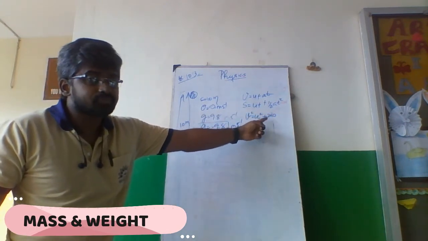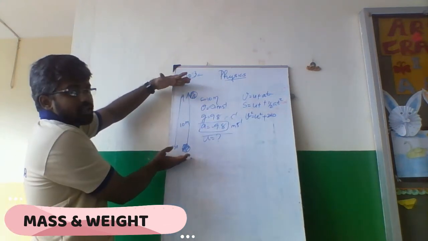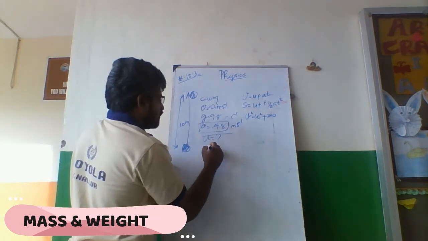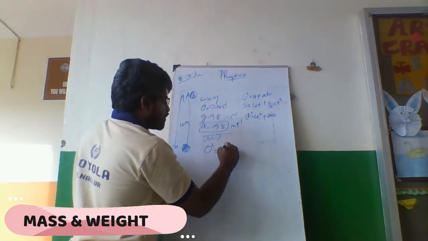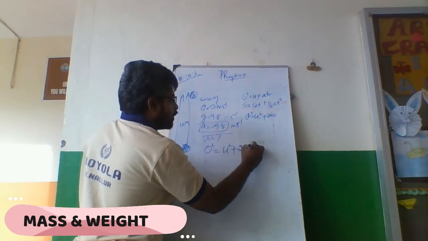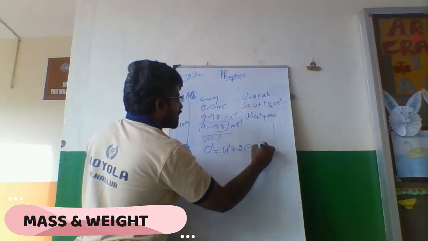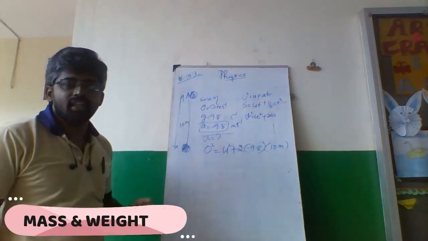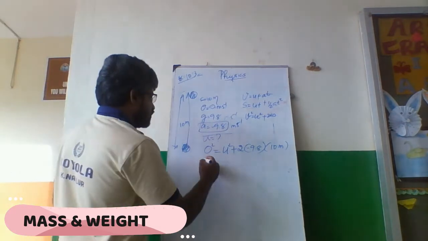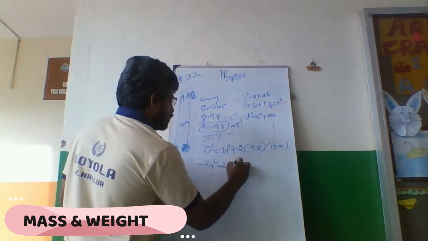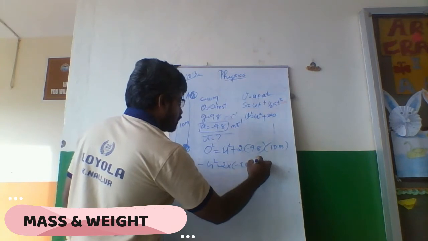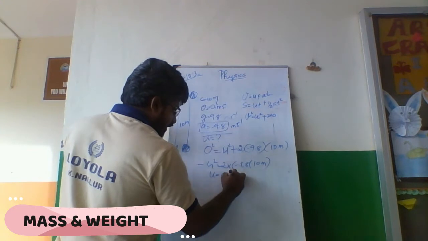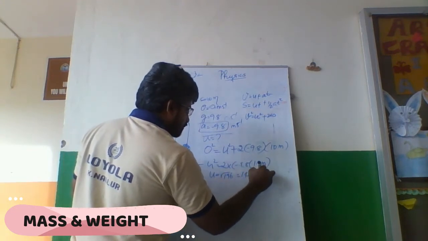What is s? s is the displacement, the height, that we know. So what is v squared? v squared is 0 squared. What is u squared, that we are going to find? 2 into a. What is a? Minus 9.8. What is s? 10 meters. That's all. When you solve, minus u squared is equal to 2 into minus 9.8 into 10 meters. When you solve this, u is equal to root of 196, that is equal to 14 meter per second.